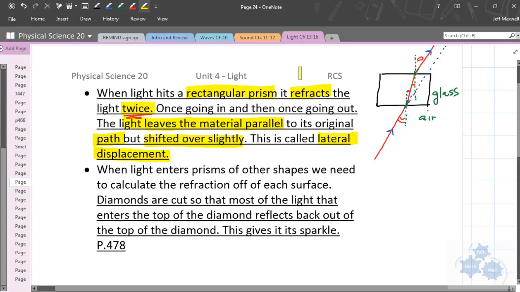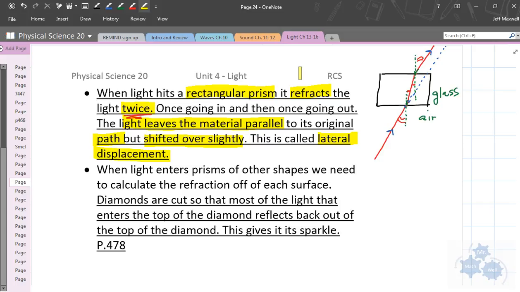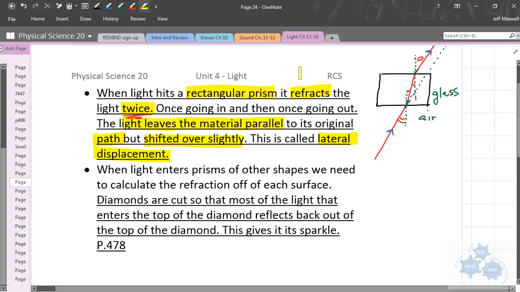Lateral means side to side, right? If you're talking about lateral movement, that's your side to side movement. Displacement means the change in original position. Okay, so it's a side to side change in position. But these properties hold true. It's a lateral shift and the rays are parallel if this is a rectangular prism.